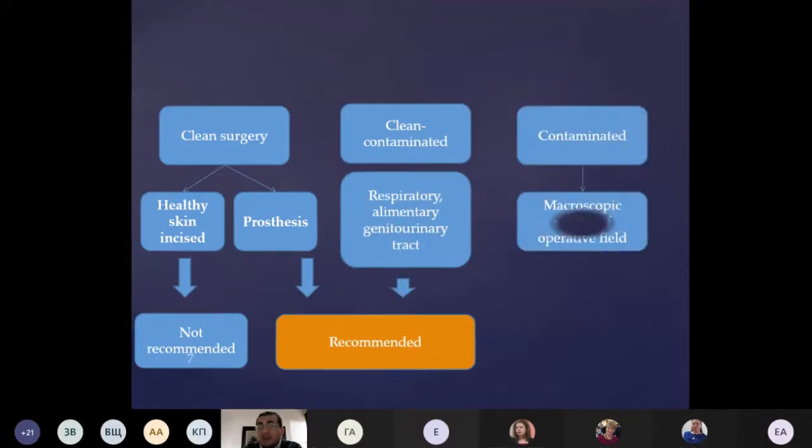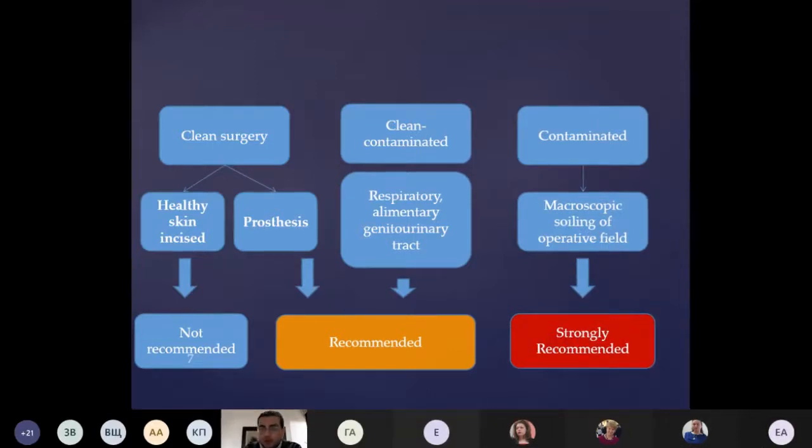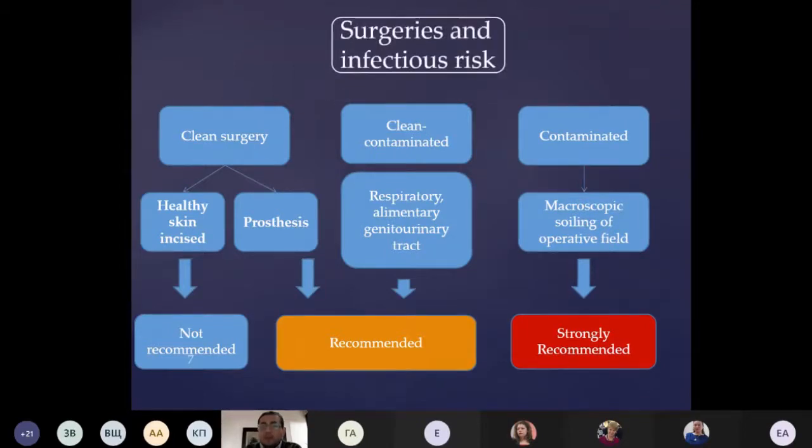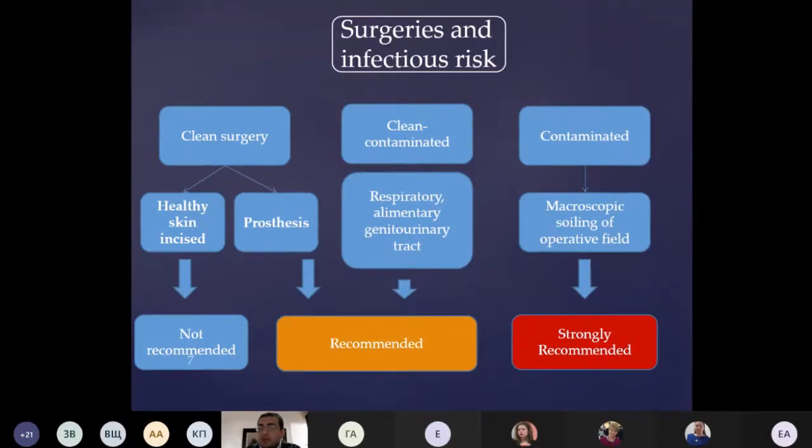We are classifying the types of surgery according to microorganism: clean surgery, clean contaminated, and contaminated surgery. If we go for healthy skin incised for clean surgery, we will not recommend antibiotics, neither the clinicians nor the guidelines. If prosthesis, we can recommend antibiotics. If clean contaminated, in respiratory, alimentary, or genitourinary tract surgery, we can recommend antibiotics. Contaminated surgery has microscopic soiling of the operative field, as in peritonitis, and antibiotics are strongly recommended.